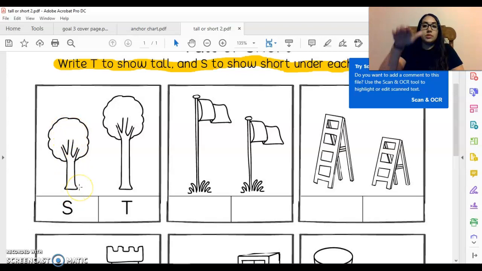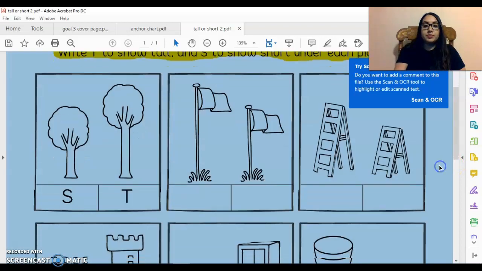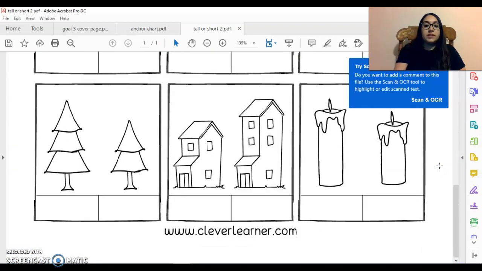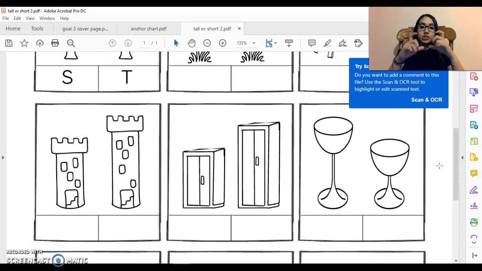Short, short, and long. For this one too, write the T or the S for all of this assignment. Whenever you're done, you take a picture of it and you send it.